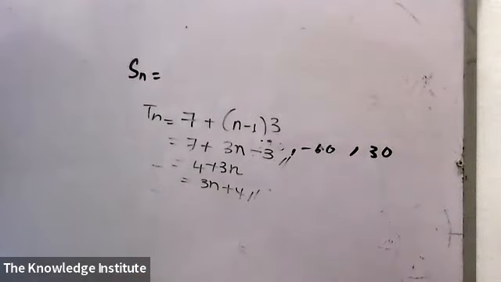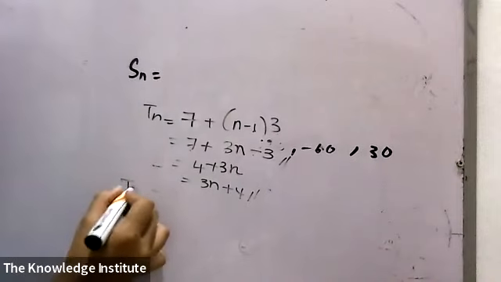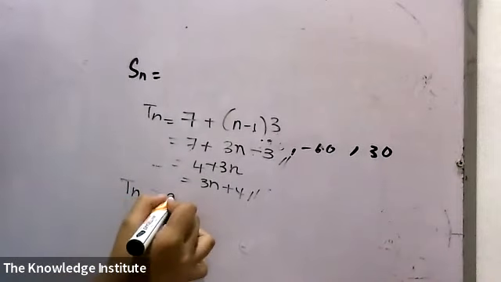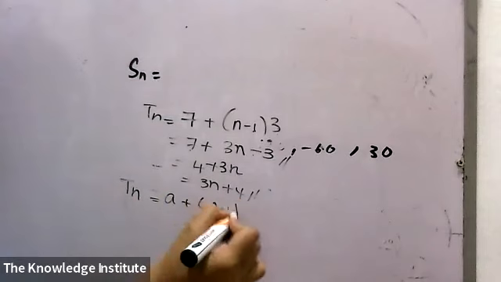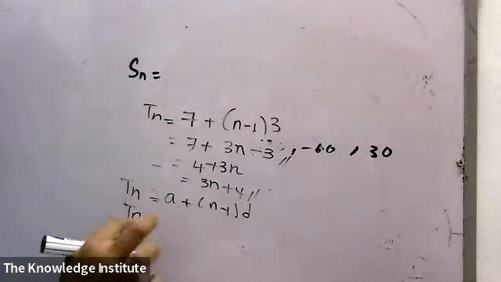Got it? Yes or no? No, teacher. Okay, I'm going to explain again. They are telling you to find an expression for Tn, the nth term of the progression. What is the equation you're going to use? Tn equal to a plus (n minus 1) into d, right? They are telling to find an expression for Tn.